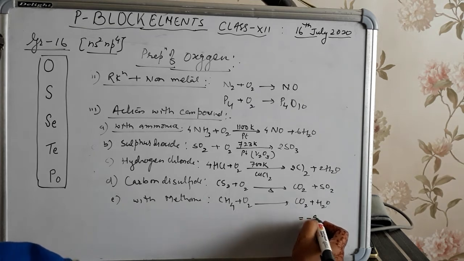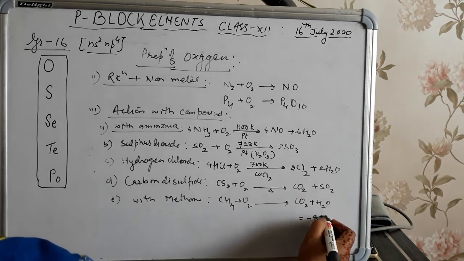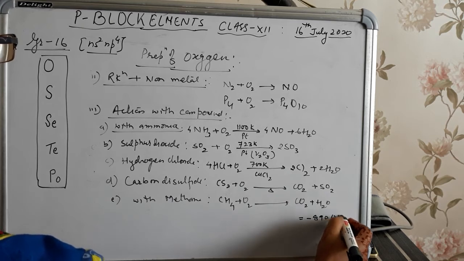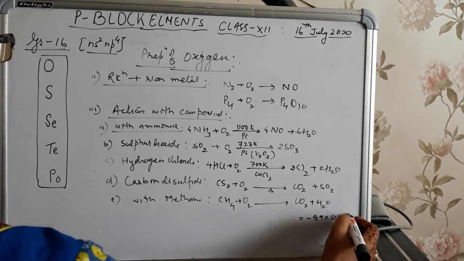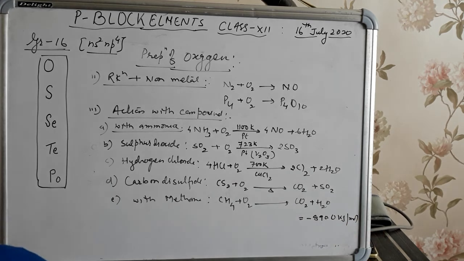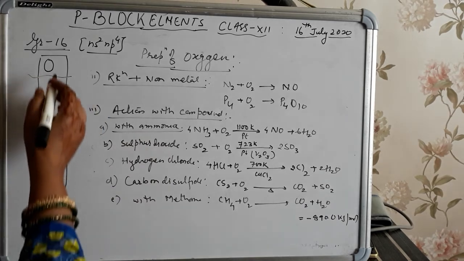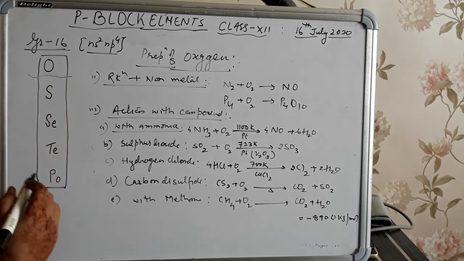We all know that, suppose 890.0 kilojoule per mole energy is released. So in this way you can show the reactivity of oxygen. We have studied the properties of the first member of group 16.